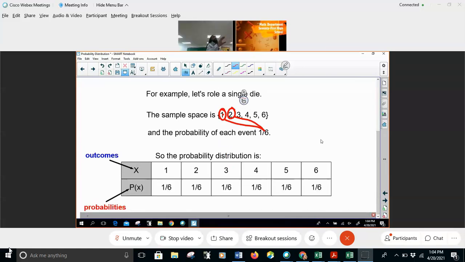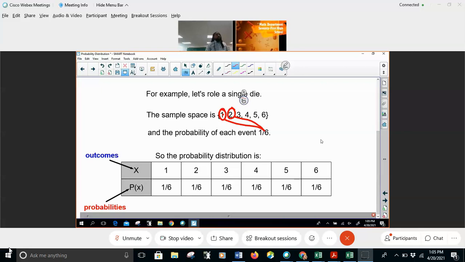So on top, you can see all the possible outcomes. We use X there as the top one to talk about the outcomes. So we know we can have a 1, a 2, a 3, a 4, a 5, or a 6. The second line is your probabilities. So P of X is talking about the probability of X happening. What's the probability of getting a 1? It's 1 out of 6. What's the probability of getting a 2? 1 out of 6. Probability of getting a 6? 1 out of 6.